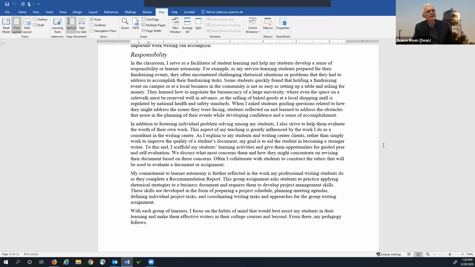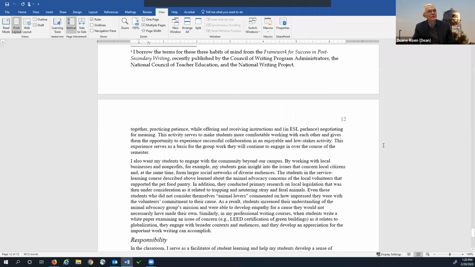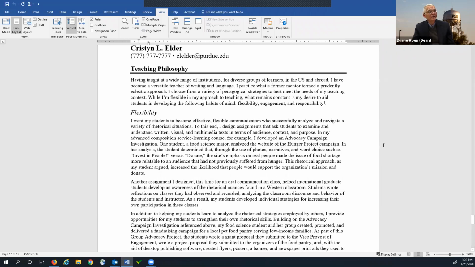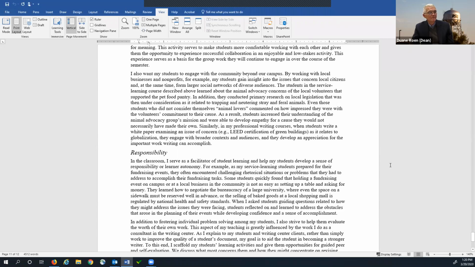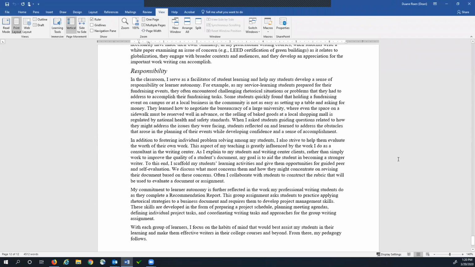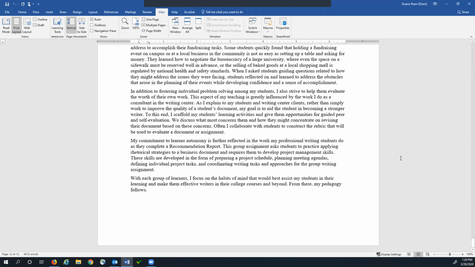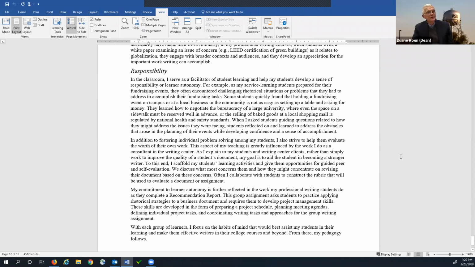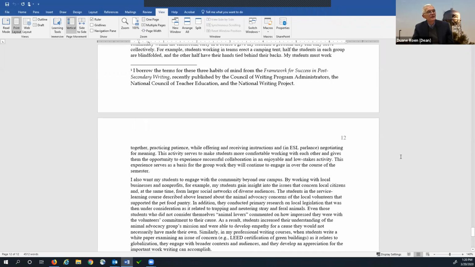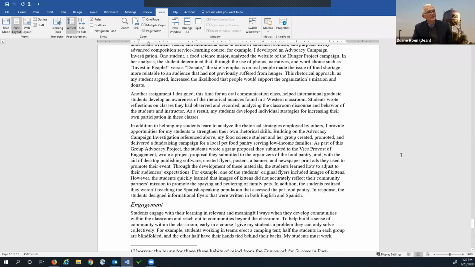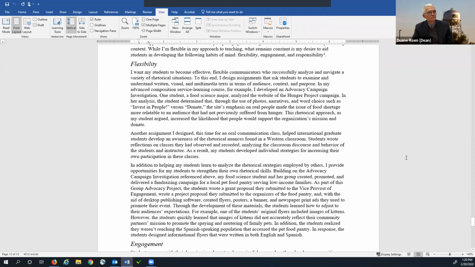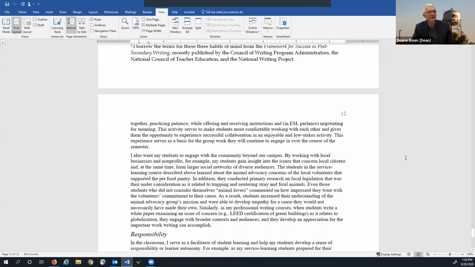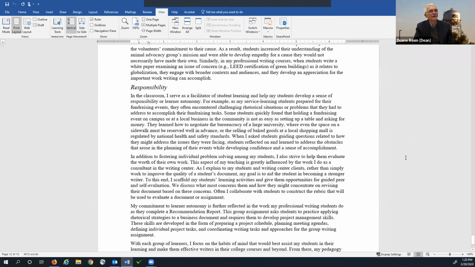How about these three choices that she made? Responsibility, engagement, and flexibility. Do you think those were good choices? The other habits were things like creativity and persistence. You don't need to answer that now. I mean, be thinking about that.